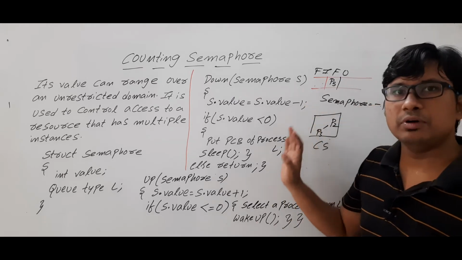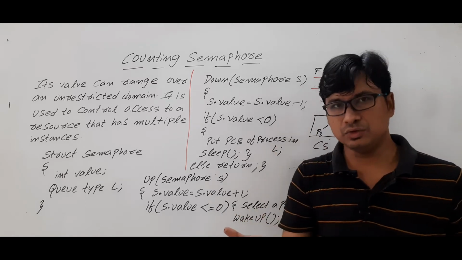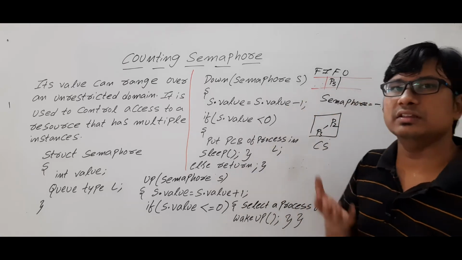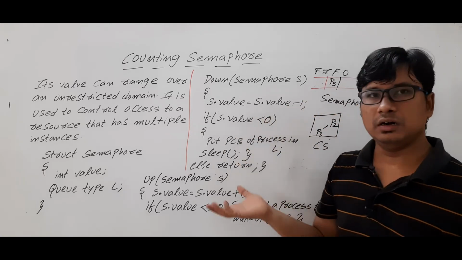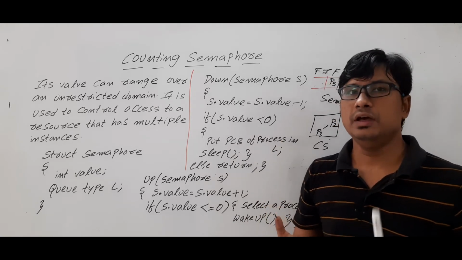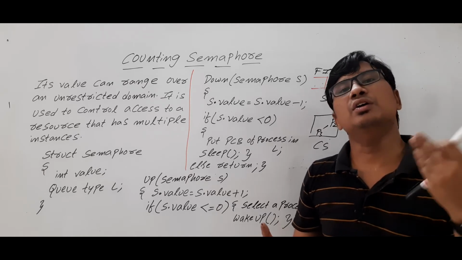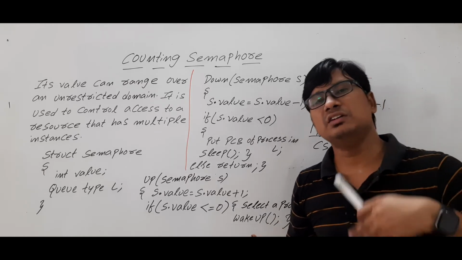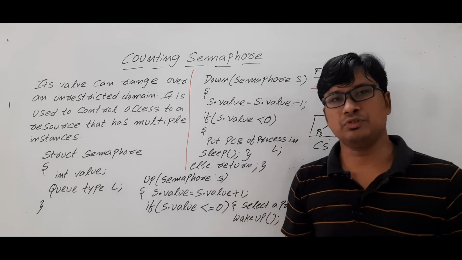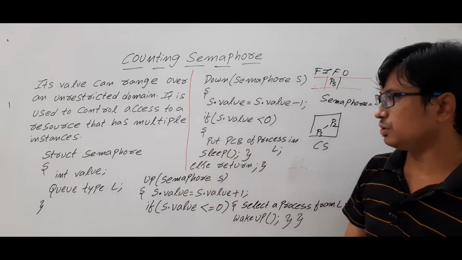And this counting semaphore will run in the kernel mode. Am I right? If it runs in the user mode, data inconsistency will occur. So that's why it will run in the kernel mode. All the non-busy waiting solutions will run in the kernel mode. All the busy waiting process synchronization solutions run in the user mode. User mode means it does not take any support from the operating system, whereas in the kernel mode it takes support from the operating system. Is it clear? Now let me discuss the pseudocode.